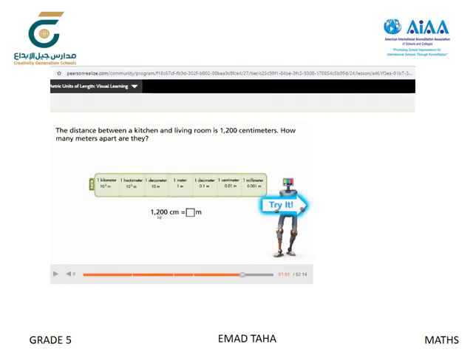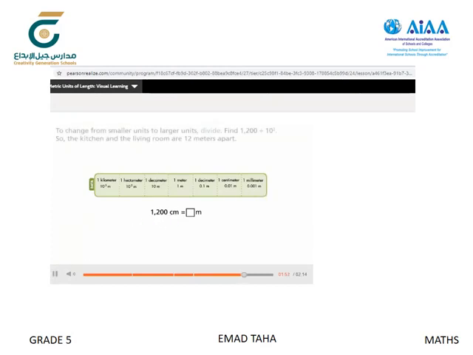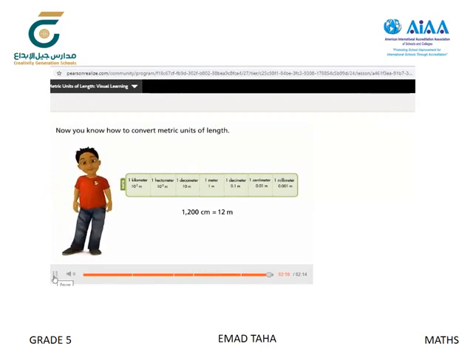Okay, to find the answer, we convert from centimeter to meter. So we convert from a smaller unit to a greater unit, so we divide. Ask yourself, how many centimeters in 1 meter? Yes, 100. So when we convert centimeters to meters, we divide by 100. When we divide by 100, the answer is? To change from smaller units to larger units, divide. Find 1,200 divided by 10 to the second power. So the kitchen and the living room are 12 meters apart. Now you know how to convert metric units of length.